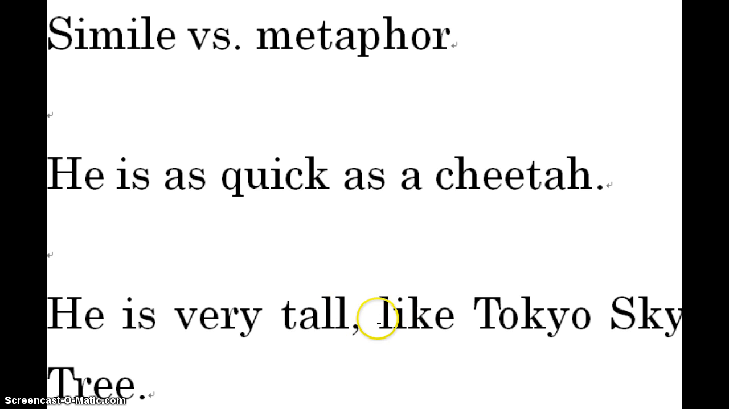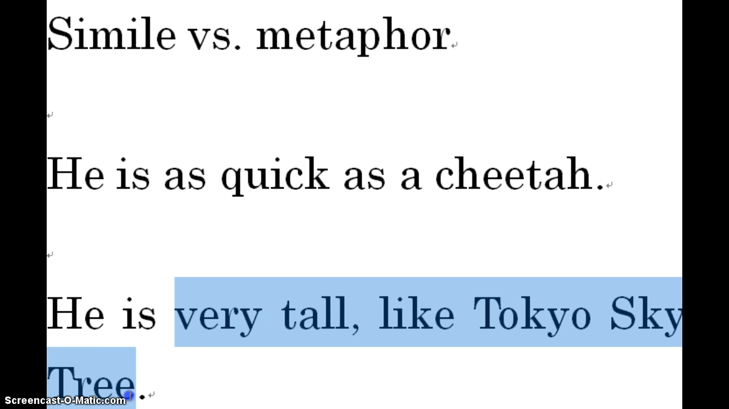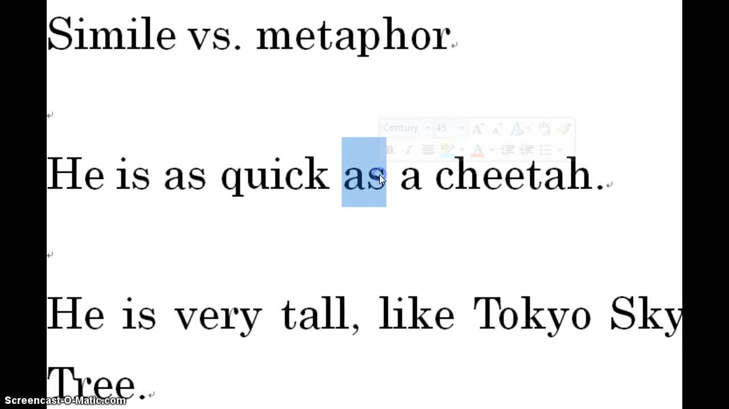So here, instead of "as," we are using the word "like," and we are also describing how tall he is by comparing him to Tokyo Sky Tree. "Very tall like Tokyo Sky Tree" is the simile. So, like or as. When you see those words, when two things are compared to describe a feature of something or somebody, that is called a simile.